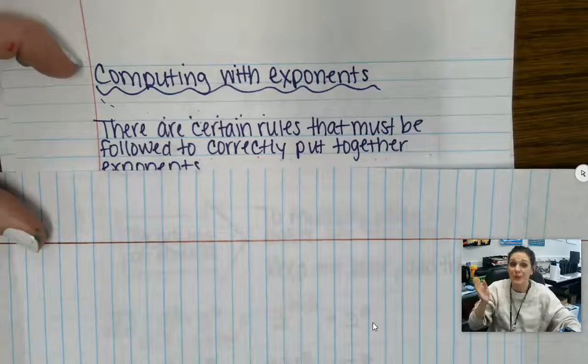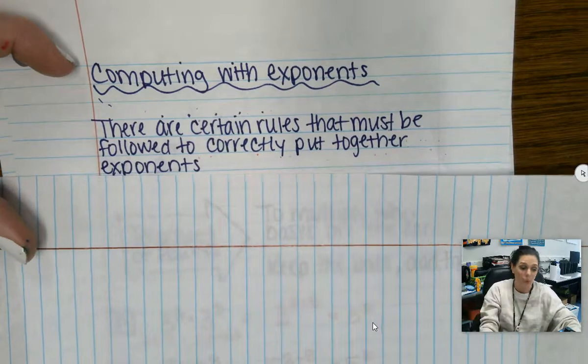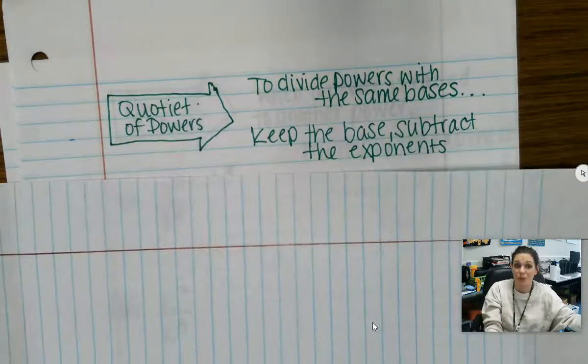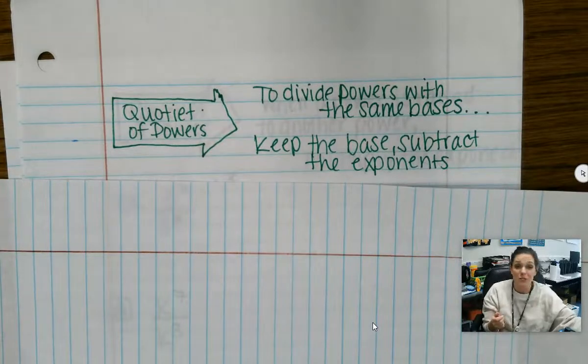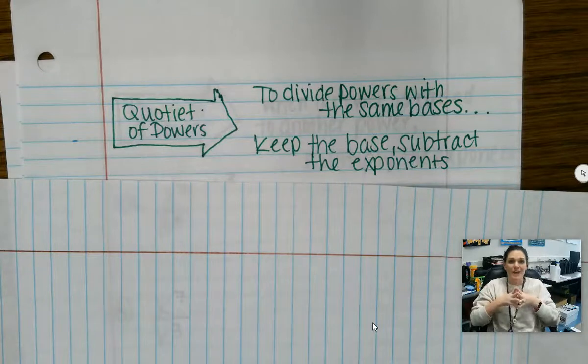So in this series, we're going to continue working on computing with exponents. This time, we're going to be looking at a specific rule that deals with quotient. And we need to remember that quotient means to divide. I am dividing powers. So here's the rule.